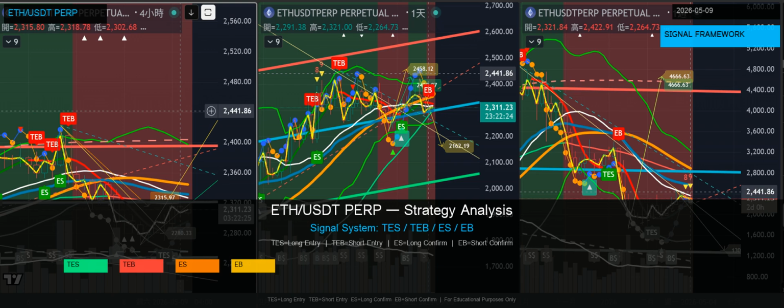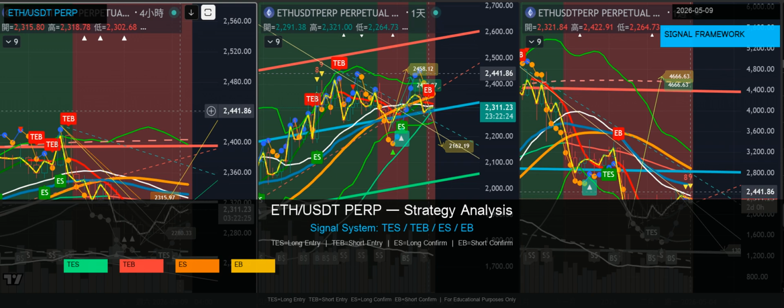TS, trend entry long, signals a long entry. ES, exit sell, confirms long continuation and serves as a long add-on or short stop loss. TEB, trend entry short, signals a short entry. EB, exit buy, signals short re-entry, long stop loss, or short cover.